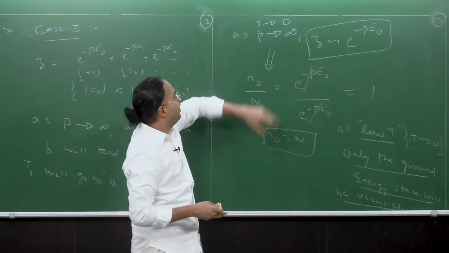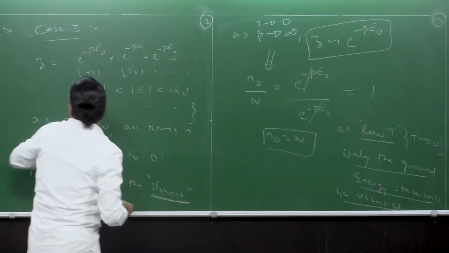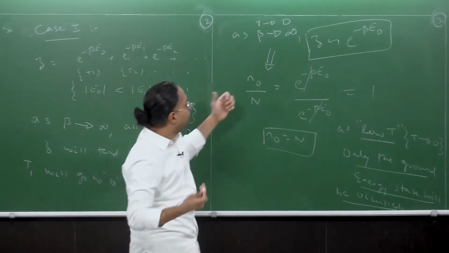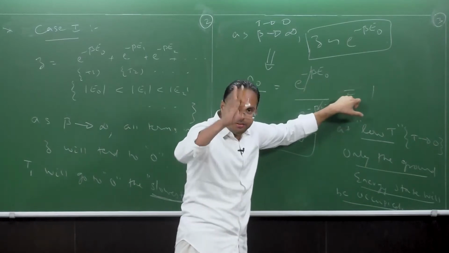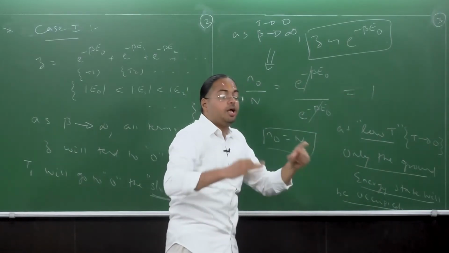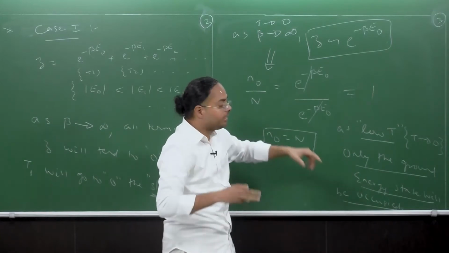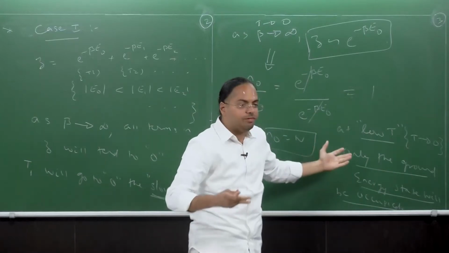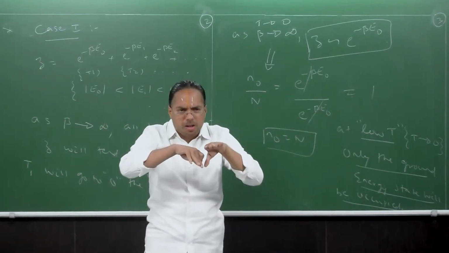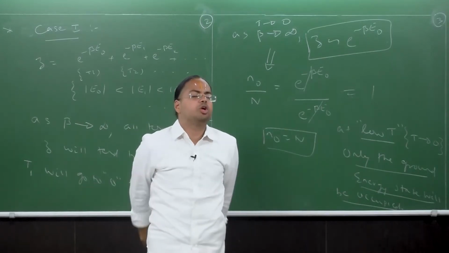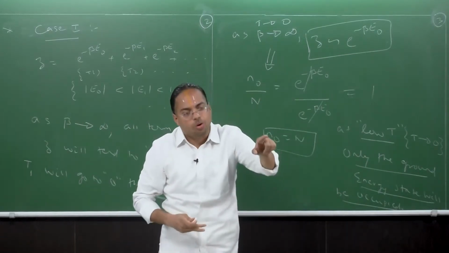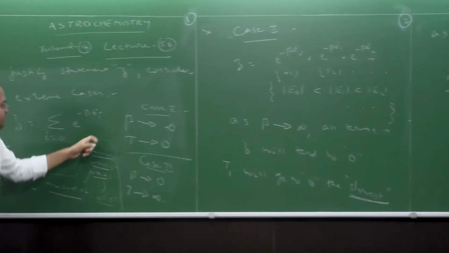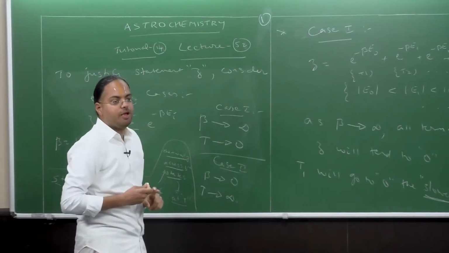Because as T tends to 0, only one term here survives in this summation, because that tends to go to 0 the slowest. So therefore my N naught by capital N is going to be 1. All good? By discussing this extreme case, beta tends to infinity and T tends to 0, we saw that all the molecules, which is intuitive, when we're talking about very low temperatures, are going to be lying in their ground energy state. This also gives us an indication that my Z is a measure of thermally accessible states at T tends to 0.